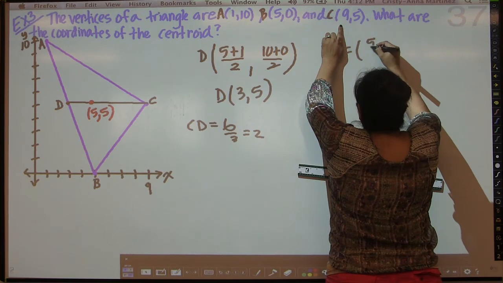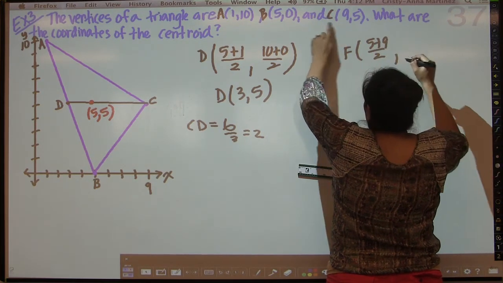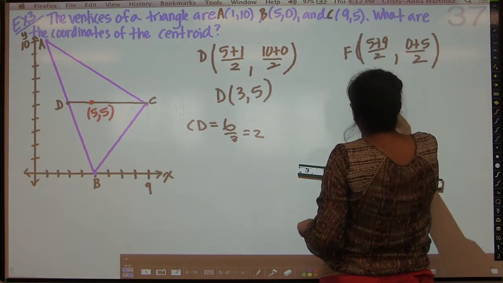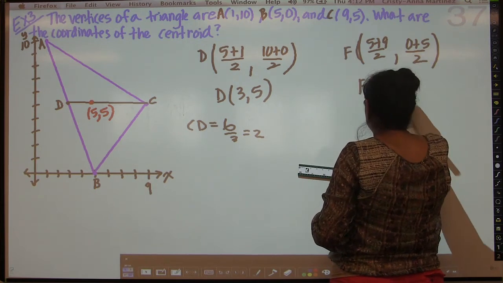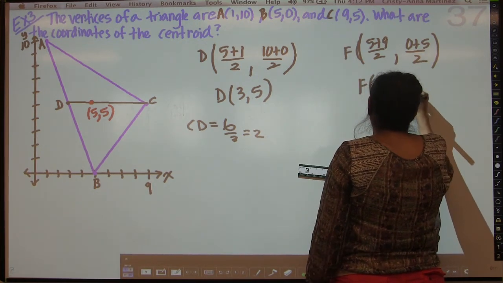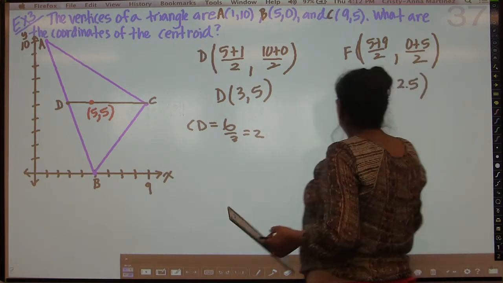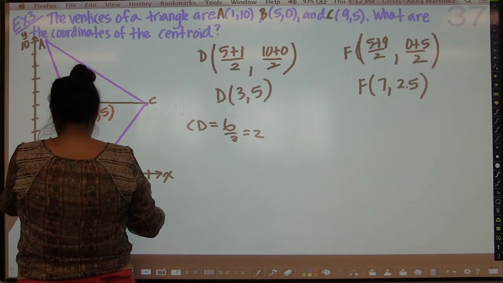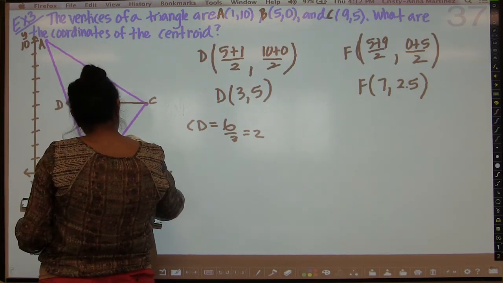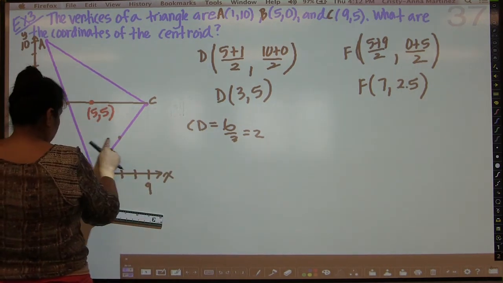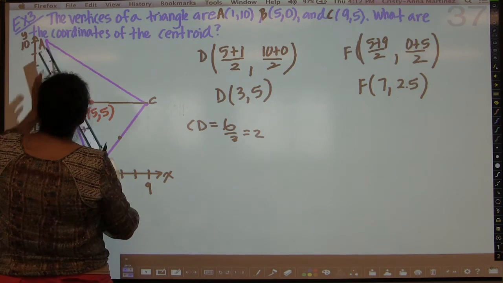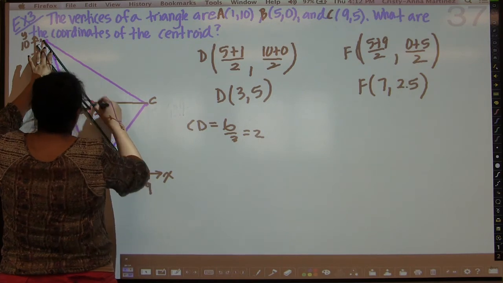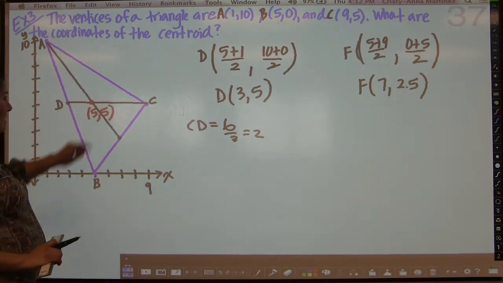So 5 plus 9 divided by 2, and 0 plus 5 divided by 2. We're going to get that F is 9 plus 5 is 14 divided by 2 is 7, and 5 divided by 2 is 2.5. So we're going to get (7, 2.5). Here's 5, 6, 7, and then 2.5. It's roughly right about here. And when I graph that, you can see that it goes nicely right there.